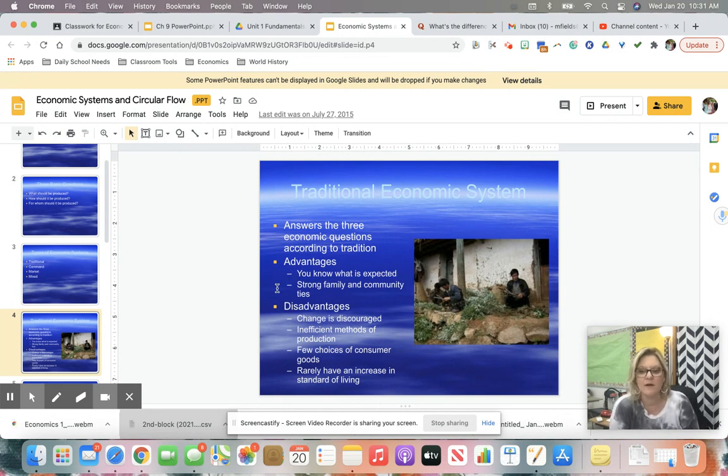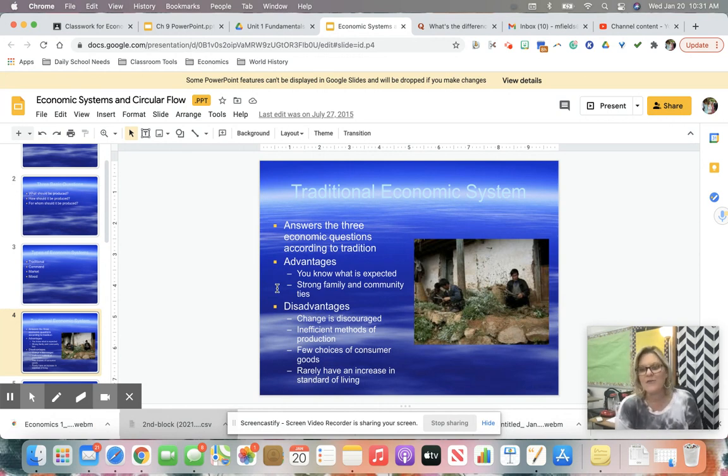And the three economic questions depend on the tradition, the custom, what has happened in the society. So what are you going to make? Well, you're going to make the same thing you've always made. How are you going to make it? The same way you've always made it. And who are you making it for? The same people you've always made it for.